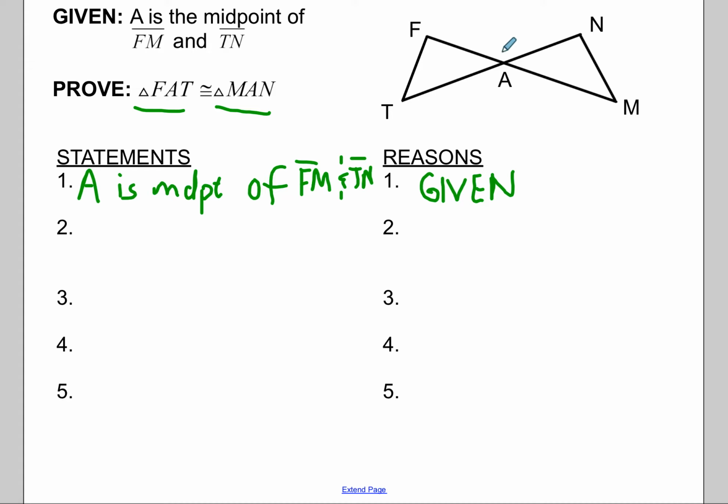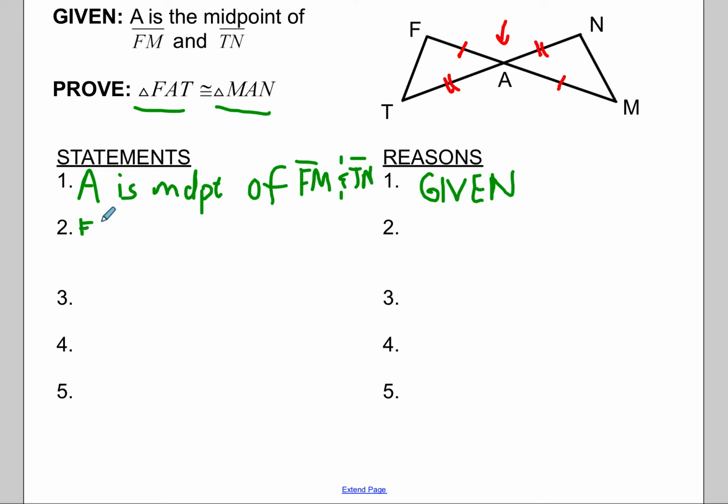Well, here's what it means. If A is directly between F and M, then this segment is congruent to this segment, right? If A directly cuts FM in half, then FA has to be congruent to AM. And similarly, if A is the midpoint of TN, then we know for certain that TA has to be congruent to AN. So from this first statement, our second statement naturally follows, and that's this.